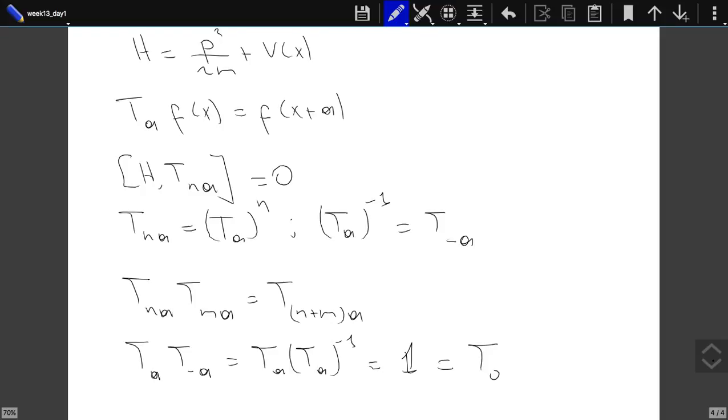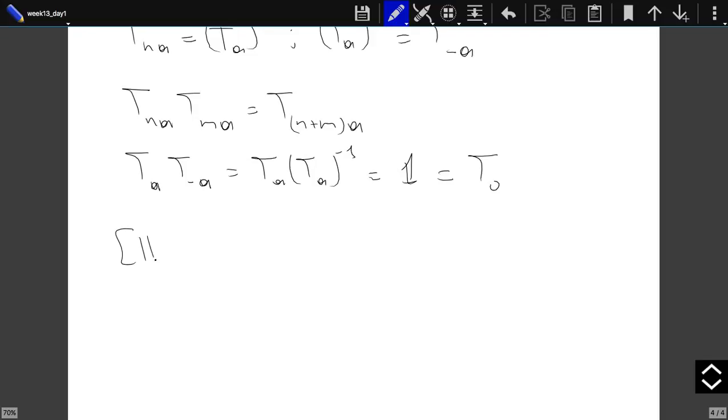Okay, so now we have an operator which commutes with our Hamiltonian, let's say T_A. So whenever you have an operator that commutes with the Hamiltonian, what do you do? You try to diagonalize both of them together.